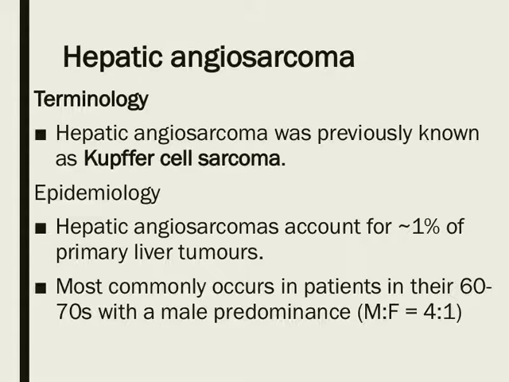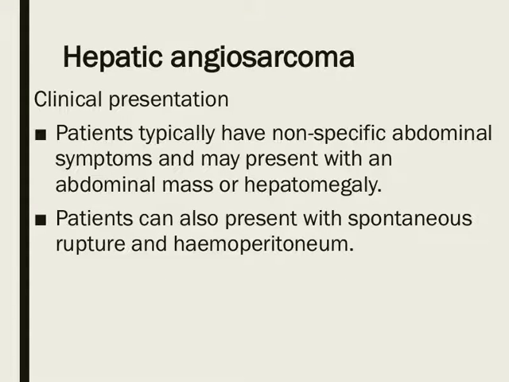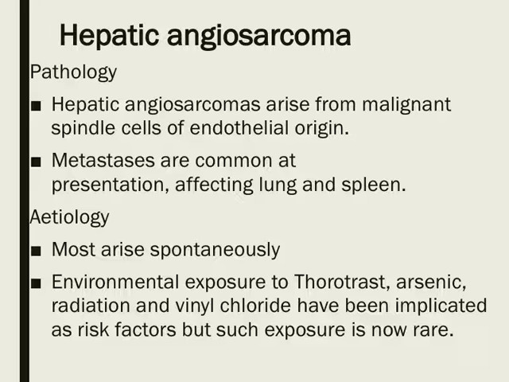It used to be called the Kupffer cell sarcoma, but the actual name is rather hepatic angiosarcoma. It occurs most commonly in the 6th and 7th decade, more common in males than in females. Clinically, the lesion can rupture, so the patient can present with spontaneous hemoperitoneum, and they may have abdominal pain and hepatomegaly. And metastasis is usually to the lungs and to the spleen.